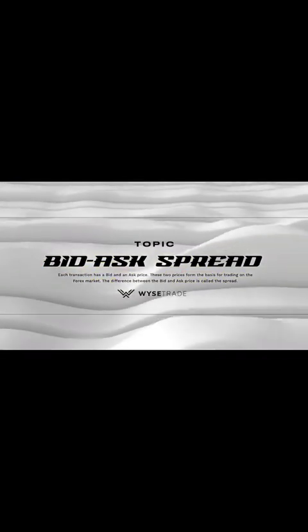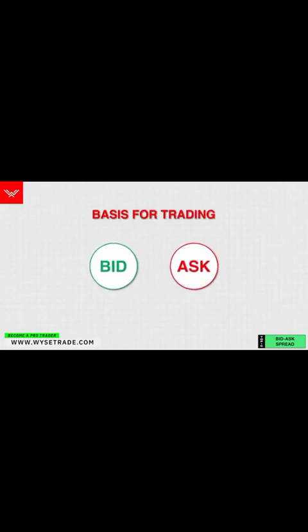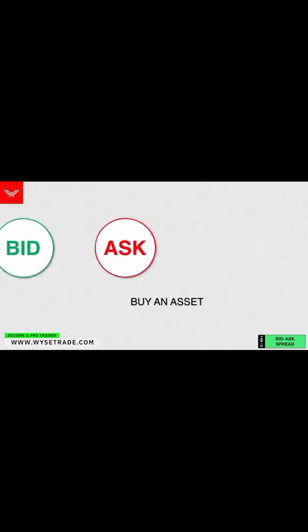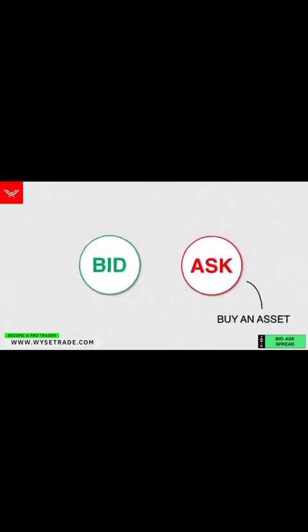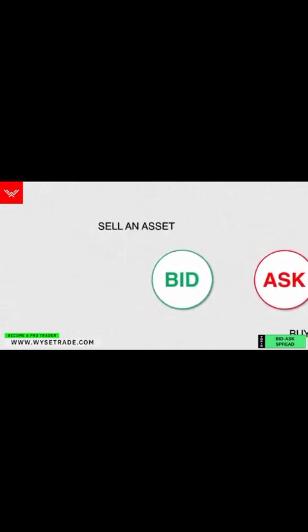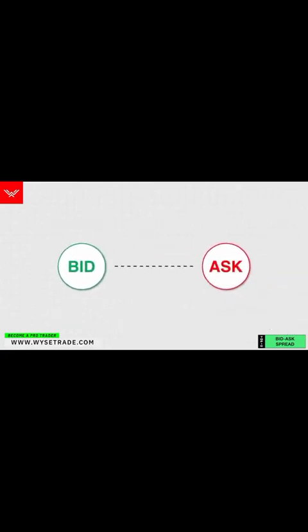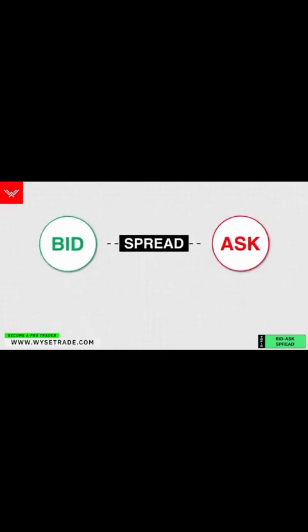Bid, ask, and spread. Each transaction has a bid and an ask price. These two prices form the basis for trading on the Forex market. When you're looking to buy an asset on the Forex market, you will pay the ask price for the base currency. When you're looking to sell an asset on the Forex market, you will sell at the bid price. The difference between the bid and ask price is called the spread. In essence, the bid-ask spread is the difference between the price a dealer will buy a currency and what they will sell it for.